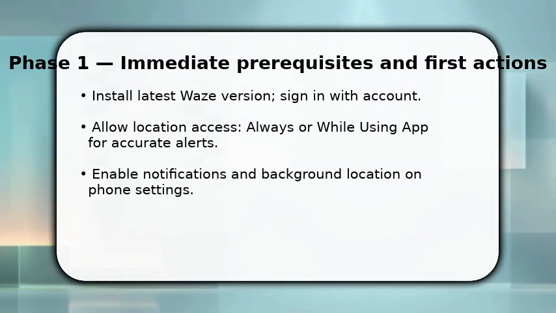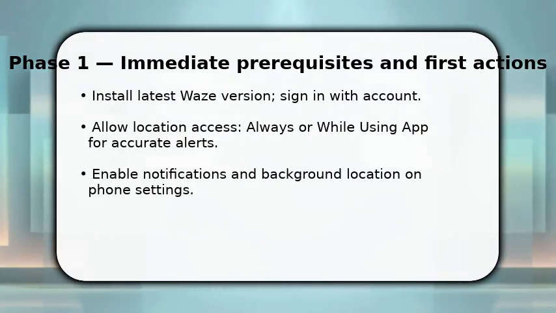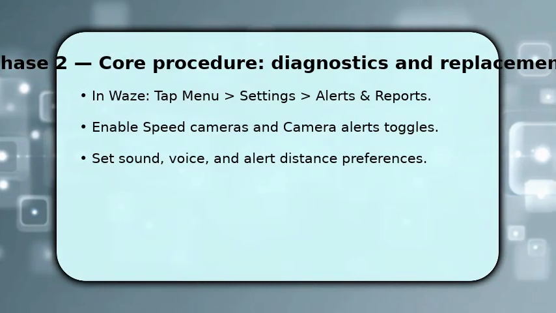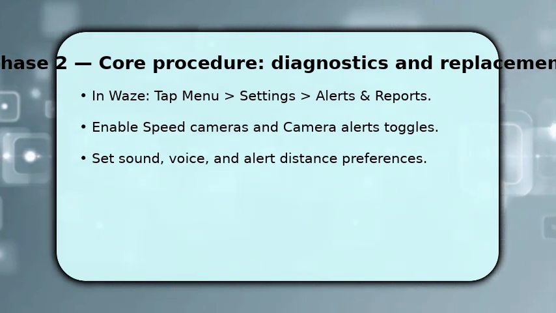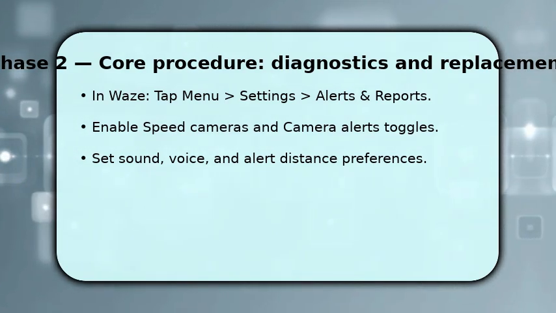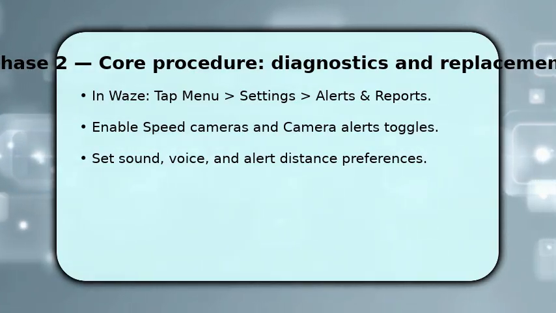Now return to Waze and we'll flip the in-app switches that make speed camera alerts appear in real time so you don't miss the next step. You're inside Waze settings now, and this is where the alert behavior is configured. Tap Menu, then Settings, then Alerts and Reports. Enable both speed cameras and camera alerts so the app shows and voices warnings.